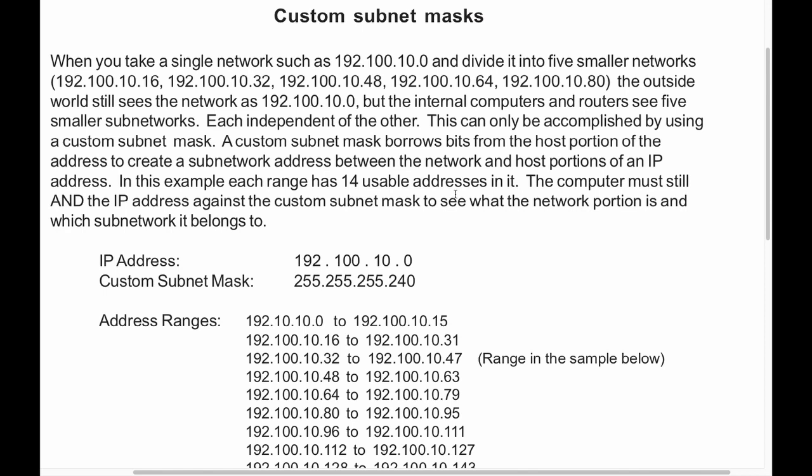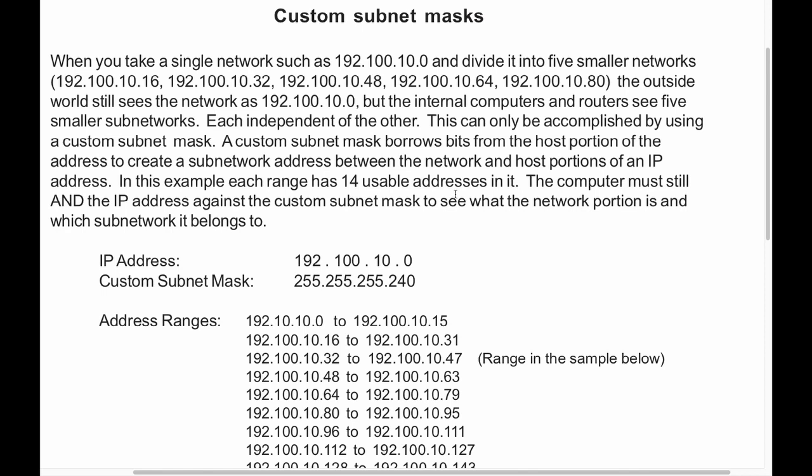When you take a single network such as 192.100.10.0 and divide it into 5 smaller networks, 192.100.10.16, and then the next ones will be the same except for the last octet, which ends in 32, 48, 64, and then 80. The outside world still sees the network as 192.100.10.0, but the internal computers and routers see 5 smaller subnetworks, each independent of the other. This can only be accomplished by using a custom subnet mask.